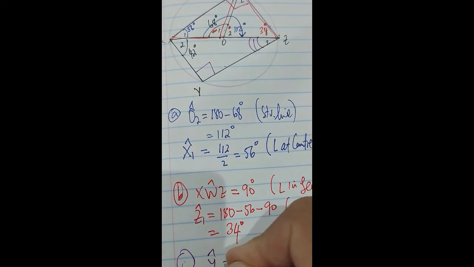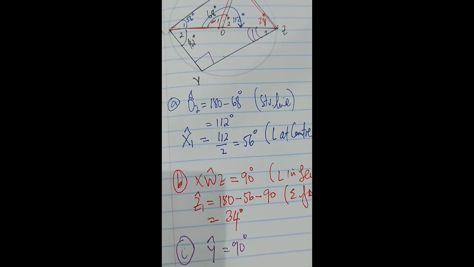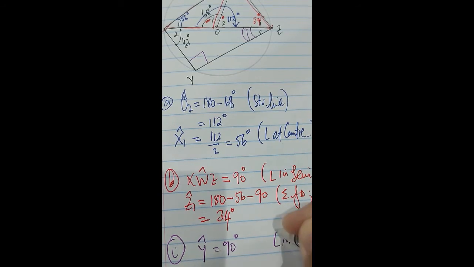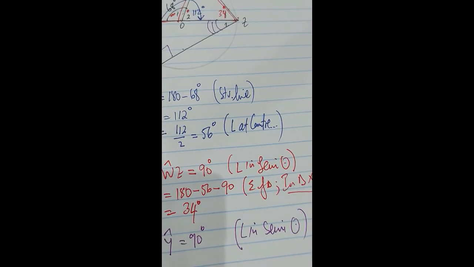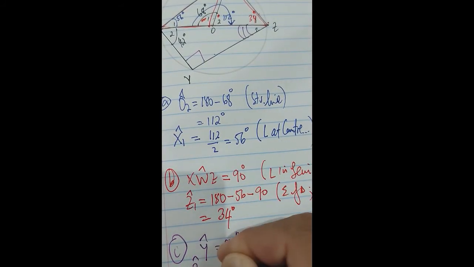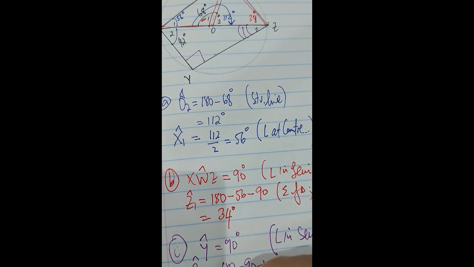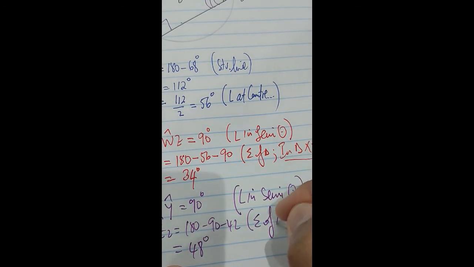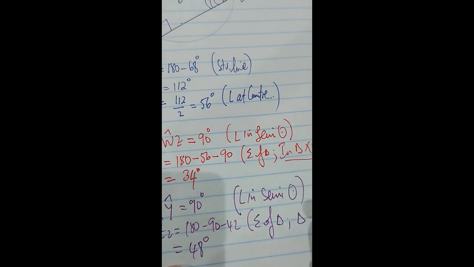So firstly, angle Y is equal to 90 degrees. Why? Angle in semicircle. Okay. So Z2 is simply going to be 180 minus 90 minus 42 degrees, which gives us 48 degrees. And what's the reason here? It is sum of triangles. And it's triangle XYZ.